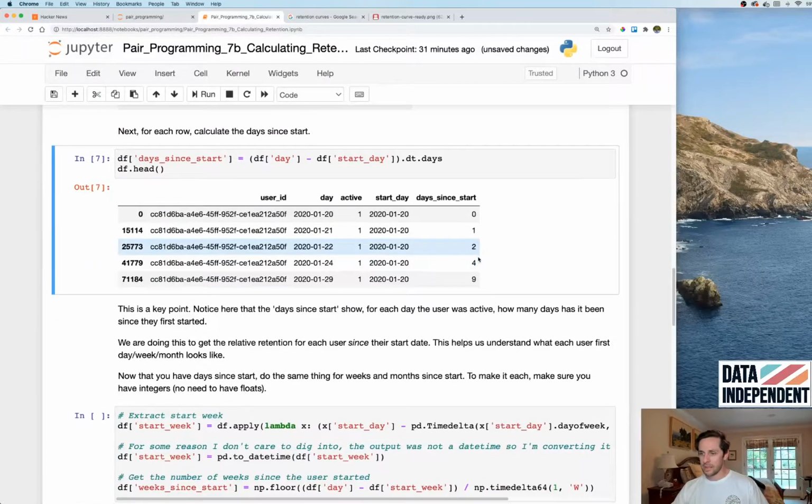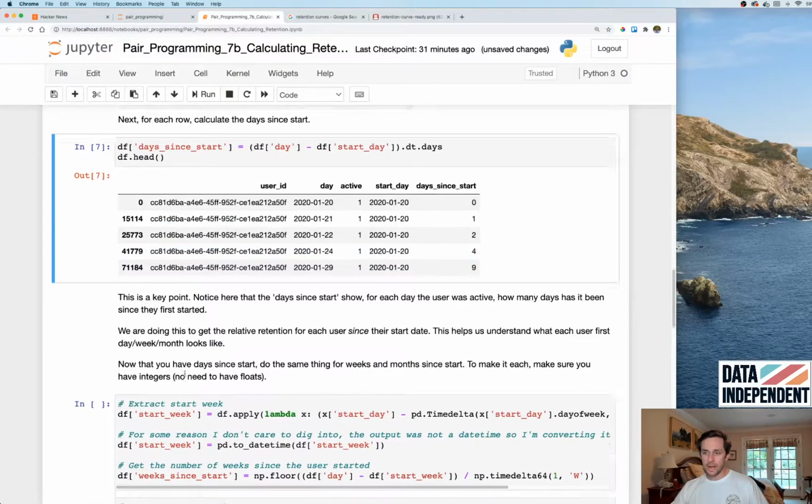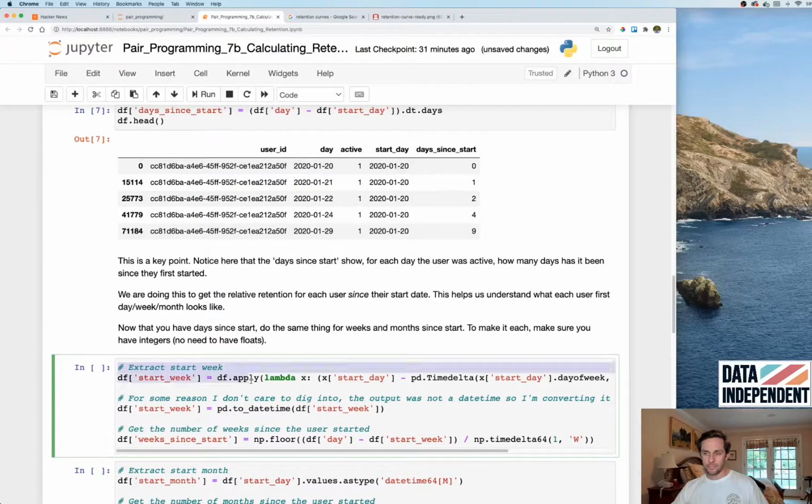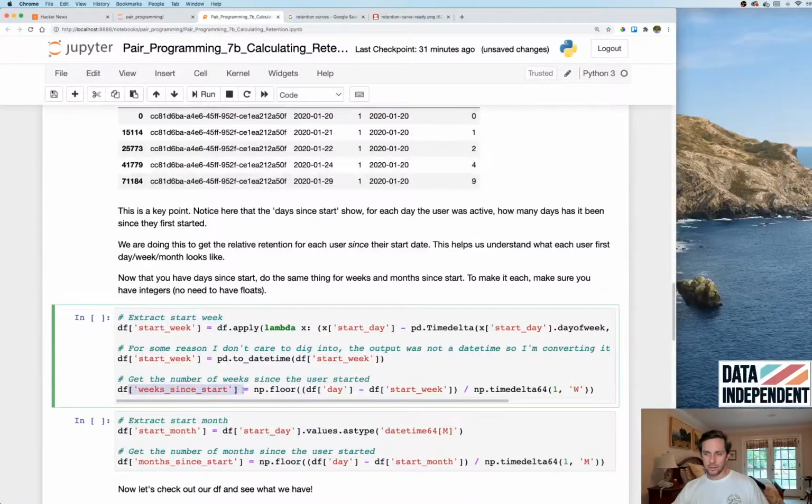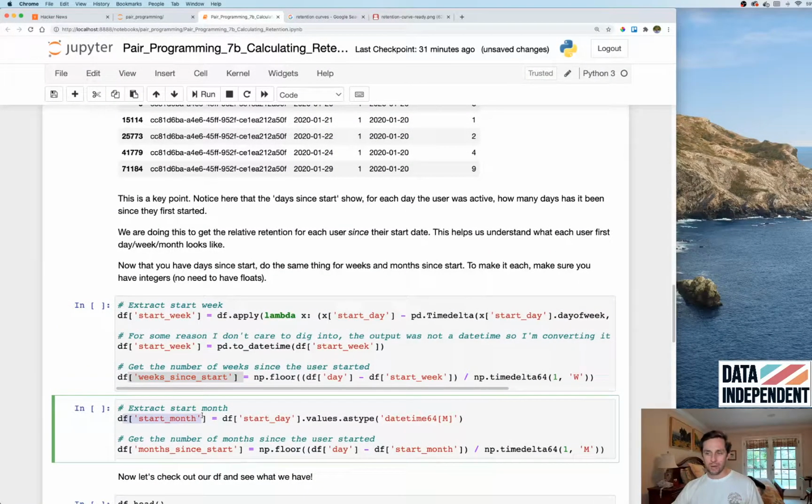So now that we have that, okay, great. What I also want to do is extract their start week and then do the weeks since they started, and then extract their start month and do the months since they started as well.